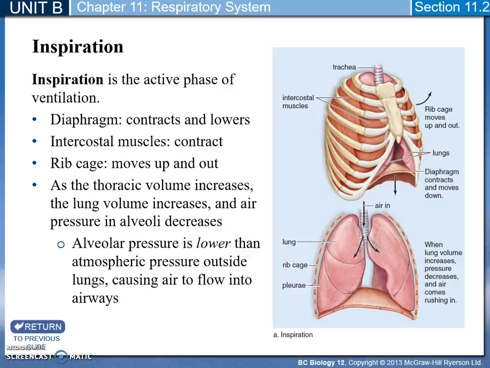Inspiration is the active phase of ventilation. The diaphragm contracts and lowers, which increases the thoracic cavity. The intercostal muscles contract, and the rib cage moves up and out.